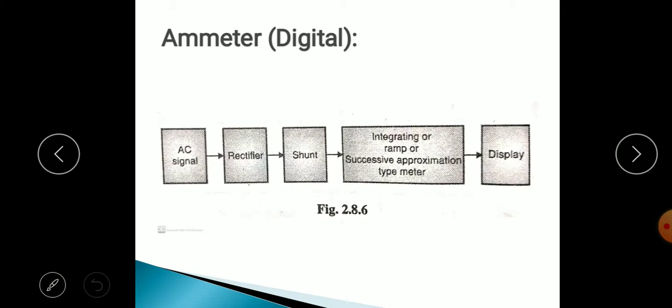When we give the AC signal to the circuit, it is rectified by the diode bridge and given to the shunt, where the voltage drop is measured by the integrating, ramp type, or SAR type meter and displayed on the display.